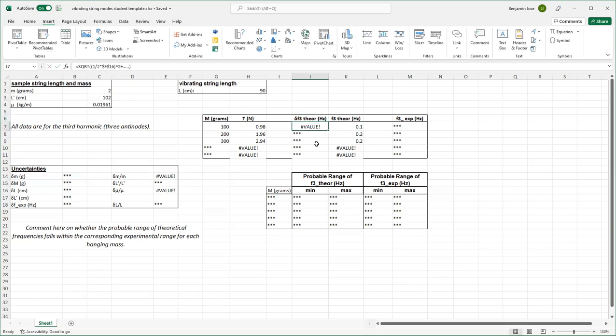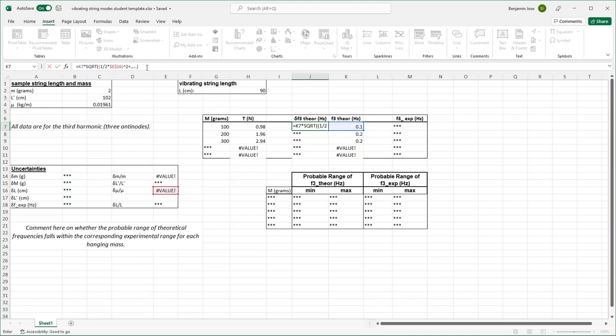So I just showed you how to find the relative uncertainty. But to convert that back into an absolute uncertainty, of course, we would have to multiply that by the actual frequency. So I would click on the cell containing the frequency for that mass and multiply them together. See what I'm doing here?